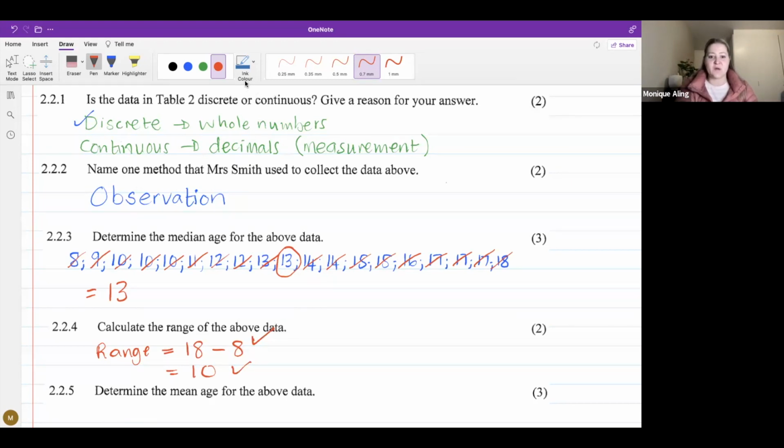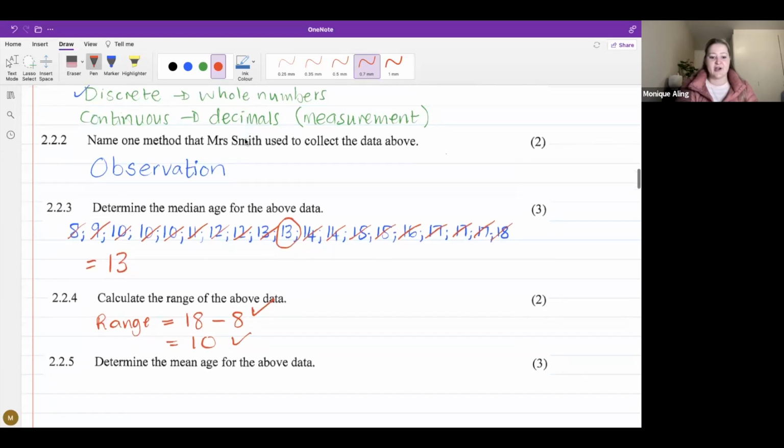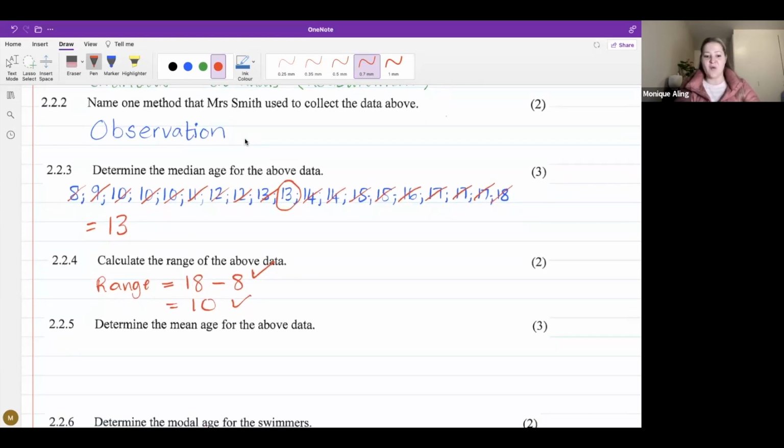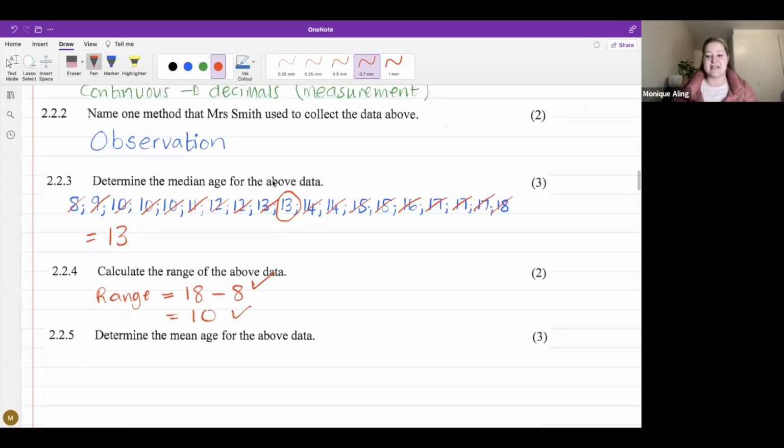Nice. Looks like we all got that. Well done. Okay, now a long one. Determine the mean age for the above data. So we're looking for the mean of our data sets. Make sure you type in your calculator correctly and you double check your adding, especially when there's lots of numbers involved. I'll give you guys a couple of minutes. Let me know if you need some help.